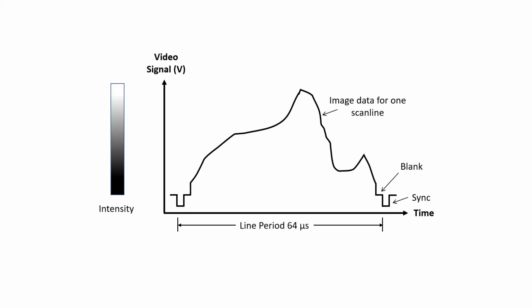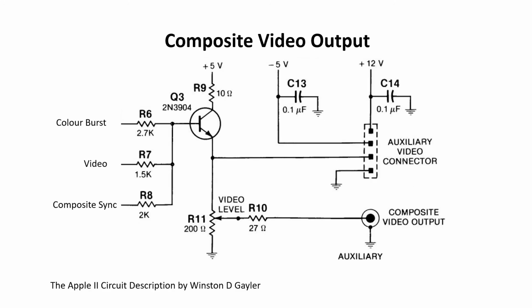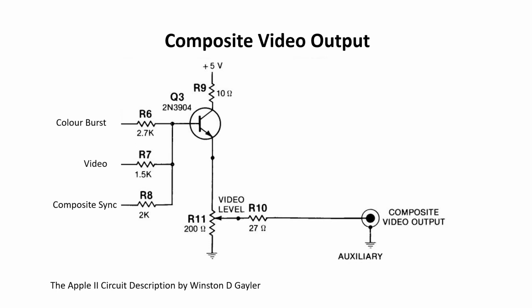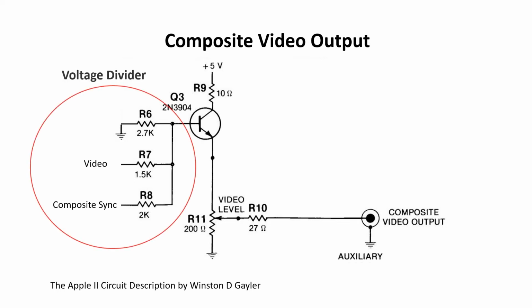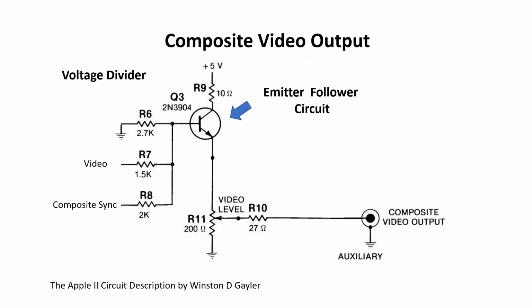To create a signal that the monitor can actually use, I need to convert all these digital signals into an analog signal. This is the circuit that Steve Wozniak used in the Apple II, and I'll just go through it quickly. First, we don't need the auxiliary video connector. And we're not going to use colour for now, so we can just tie the colour burst signal low. This circuit's just a resistor-based voltage divider, and this sets the voltages we want for video, for blank, and for sync. And this transistor is set up as an emitter-follower circuit.